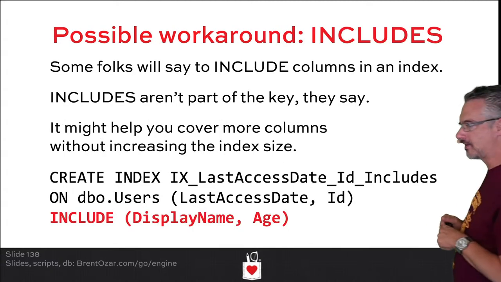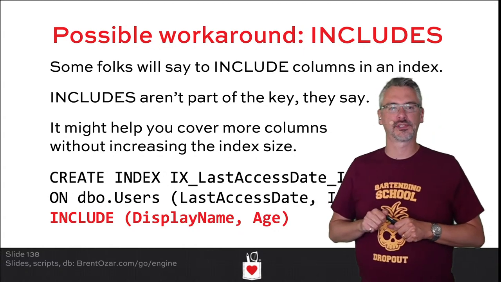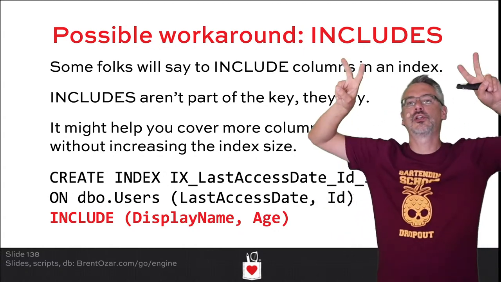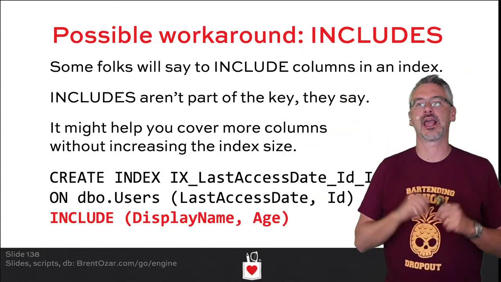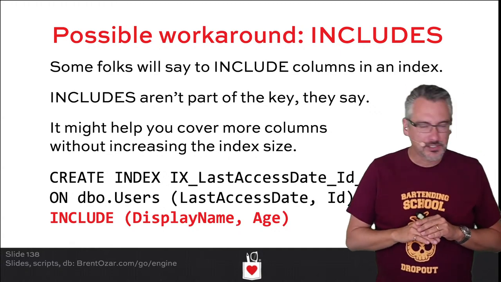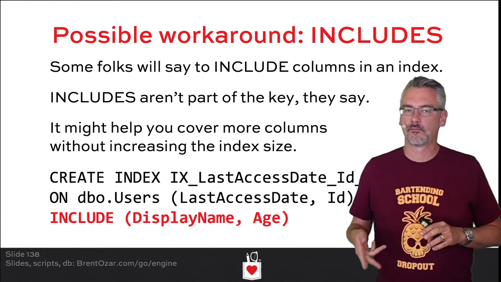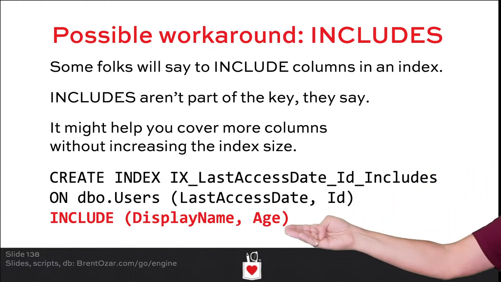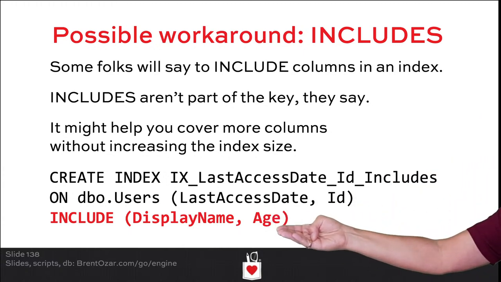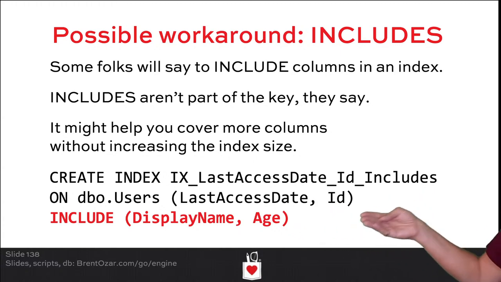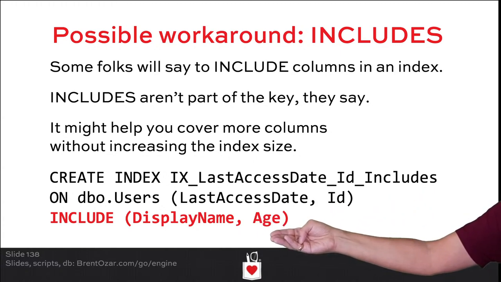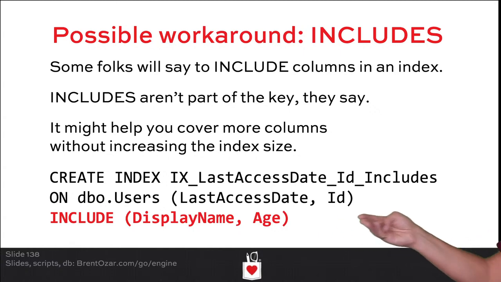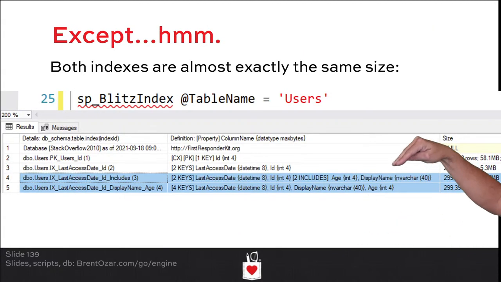As you go about learning about databases, you'll hear people say things like, you can just include columns in an index and it'll be much lower cost. That simply isn't true. To explain what I mean, let's show you the difference with the index that includes DisplayName and Age. They're not sorted, they're just included in the index. Well, let's look at the size of the index that had them in the key versus the index that has them in the includes.